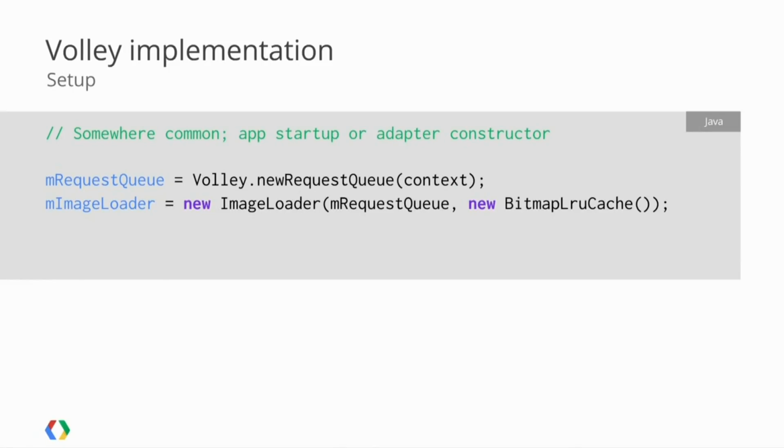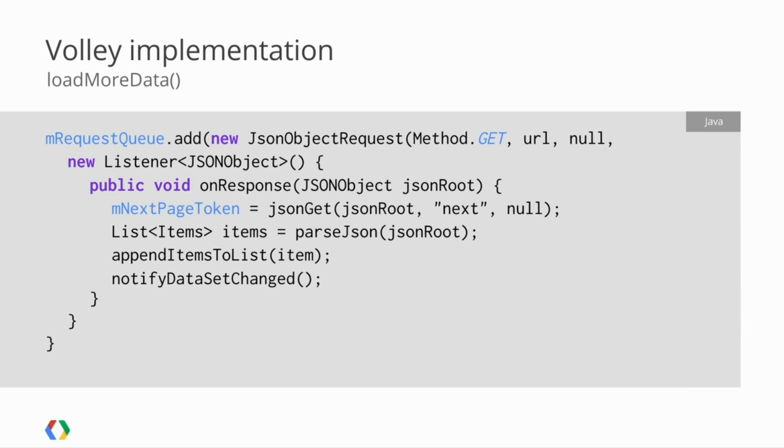OK, so let's look at how we'd implement this app using Volley. There are two main things you interact with in Volley, two main classes, RequestQueue and Request. RequestQueue is the interface you use for dispatching requests to the network. You can make a request queue on demand if you want, but typically you'll instead create it early on at startup time and keep it around and use it as a singleton. Here we also make an image loader, and I'll talk about that in a little bit.